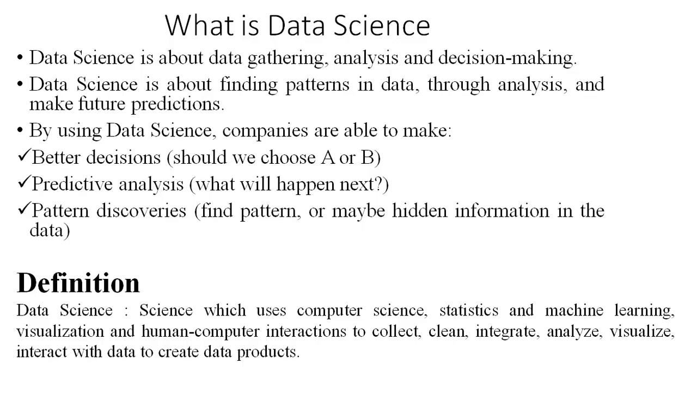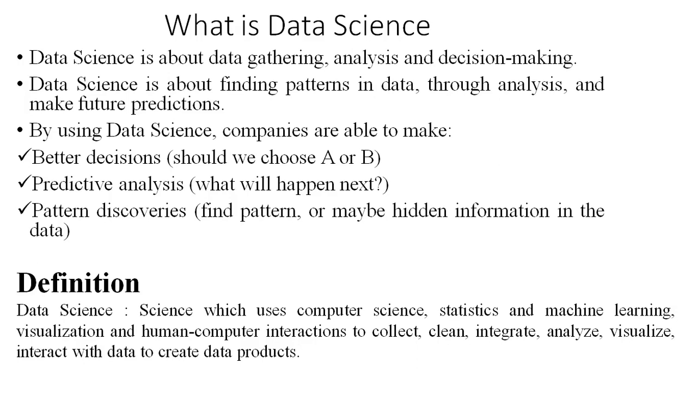So now let's talk about what is data science. It is a gathering of data, analyzing it for making your decisions. Data science is nothing but gathering the data, analyzing it and making decisions. It is also about finding patterns in data through analysis and making future predictions. For example, an earthquake has occurred in a particular city. They analyze the patterns of the earthquake. Will that earthquake occur again in future? That is a future prediction done by the use of patterns.